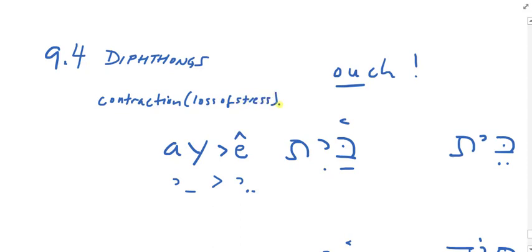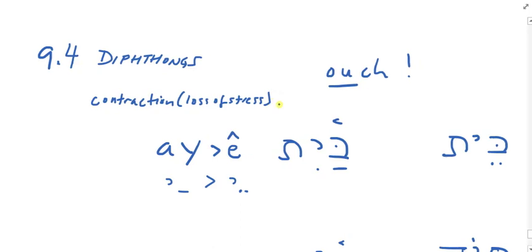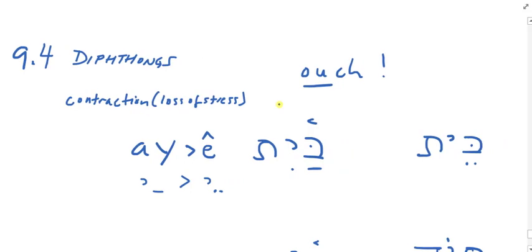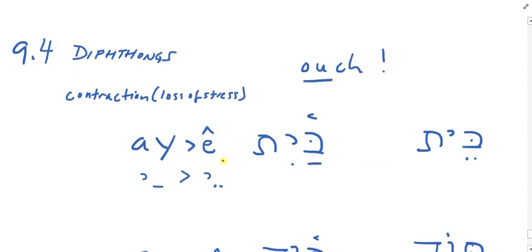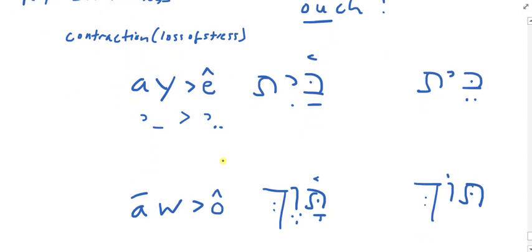So as an example, we have the word bayit, and bayit has the AY diphthong, I, bayit, bayit. And when it loses its stress under certain circumstances, bayit can lose its first syllable stress here, then it becomes bait. So the I has changed to bait. It's become a single vowel sound. Bait. Okay? So bayit, bait. AY becomes A.